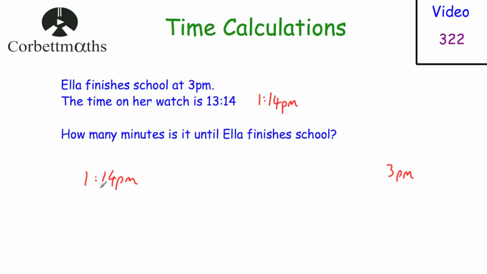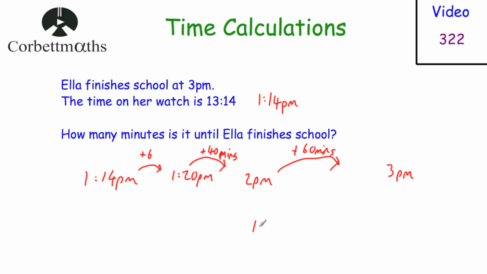Well, this is 14 minutes and there's 60 minutes in an hour. So if we add 6 minutes to begin with, it brings us to 1:20 PM. And then if we add another 40 minutes, that will bring us to 2 PM. And then we've got another hour. Now we've been asked how many minutes it is until Ella finishes school. So instead of writing 1 hour here, I'm going to write add another 60 minutes. So she's got 6 minutes and then 40 and then another 60. Well, 60 plus 40 is 100 plus 6 is 106. So 106 minutes. And that's it.